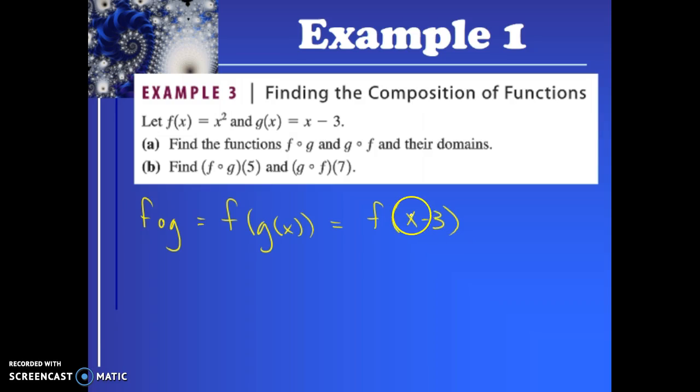We know how to evaluate f of x minus 3. That's just plugging x minus 3 in for the x. Don't confuse the two x's. They are different. They both are generic stand-ins, but they are different x's.